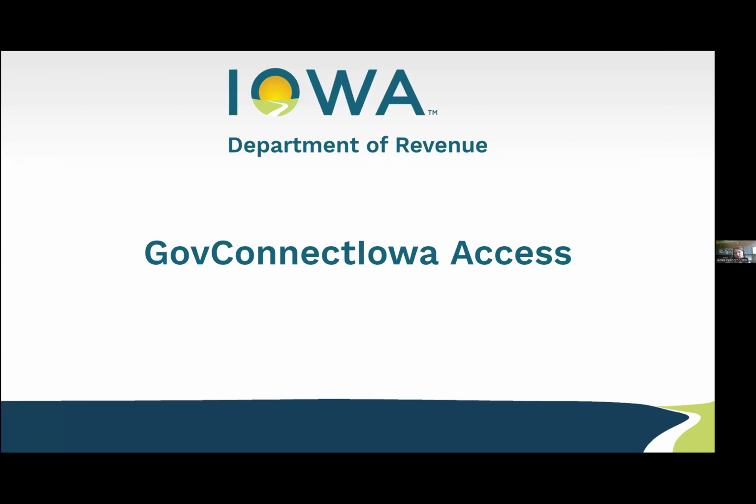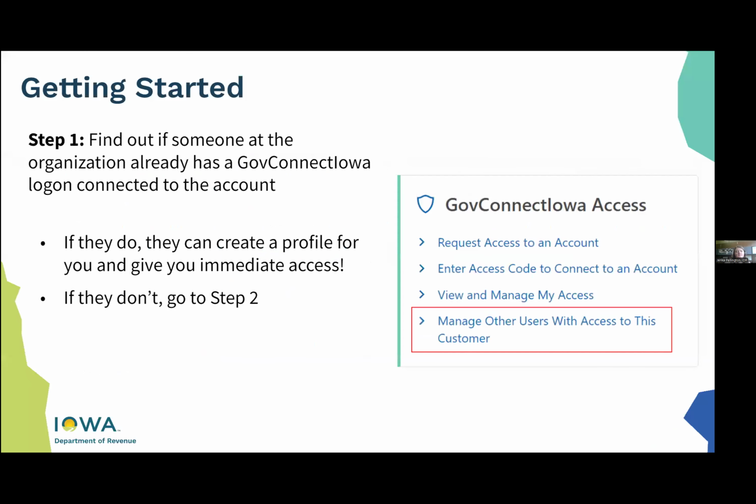So let's talk about online access first, which is through that e-services portal that we call GovConnect Iowa. For getting started for businesses or third parties, the first thing that I tell people is to see if anyone at your organization already has a GovConnect Iowa logon that's connected to the customer or account that you're looking for. The reason why I say that is that if they do already have one, they can create your GovConnect Iowa profile for you and they can give you immediate access.